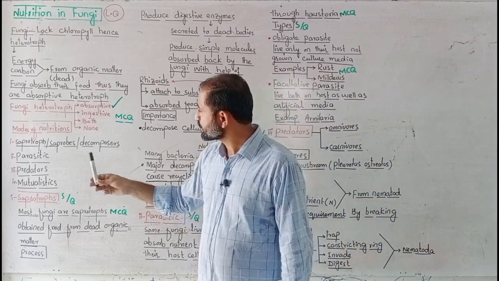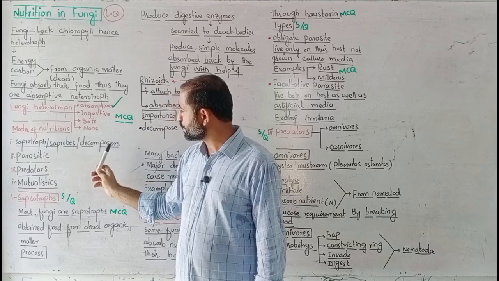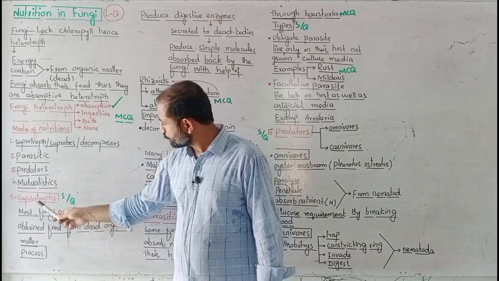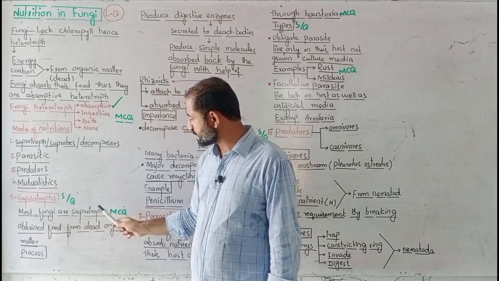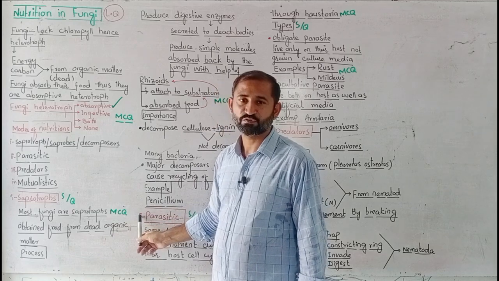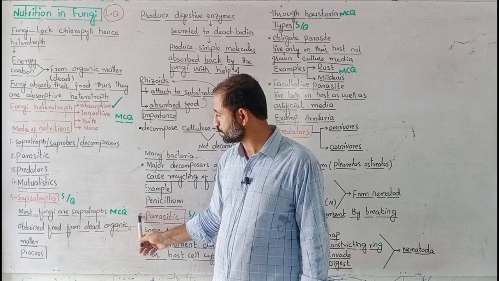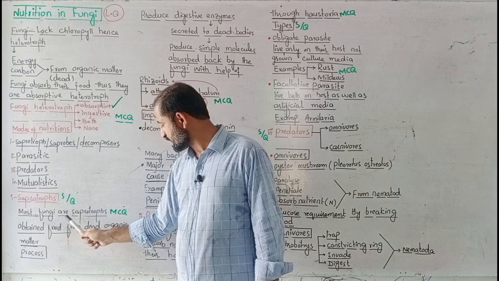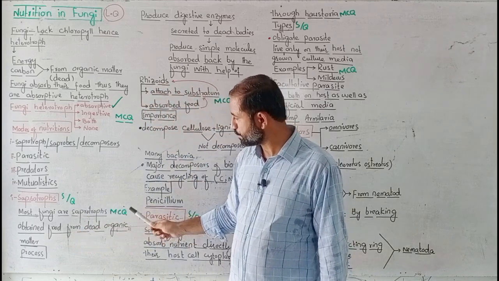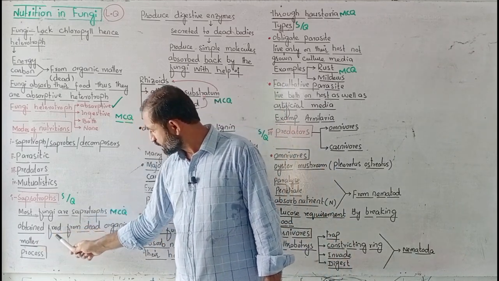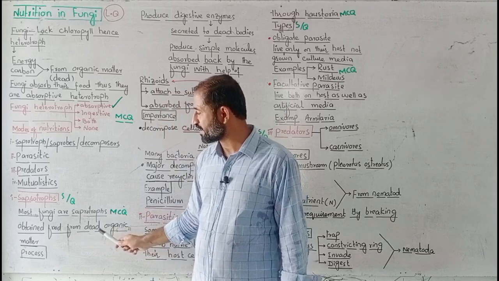So the first one is saprotroph, saprobes, and decomposers. Most fungi are saprotroph. This one is an MCQ. Mark in your book that most fungi are saprotroph. Number two, they obtain food from dead organic matter.